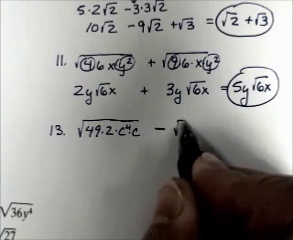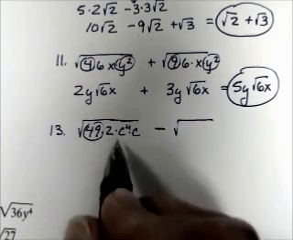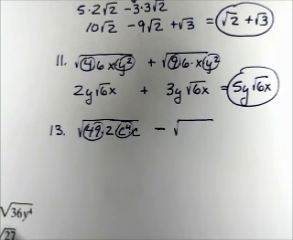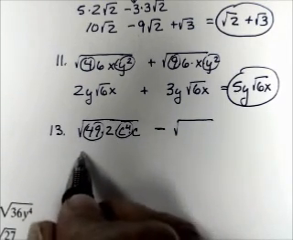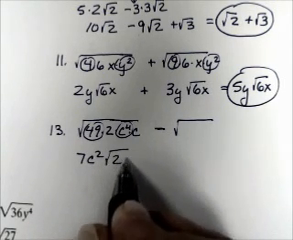Sorry, let me go back and finish this. 49 and c to the fourth are perfect squares. Out come their square roots: 7c squared, and the square root of 2c remains.